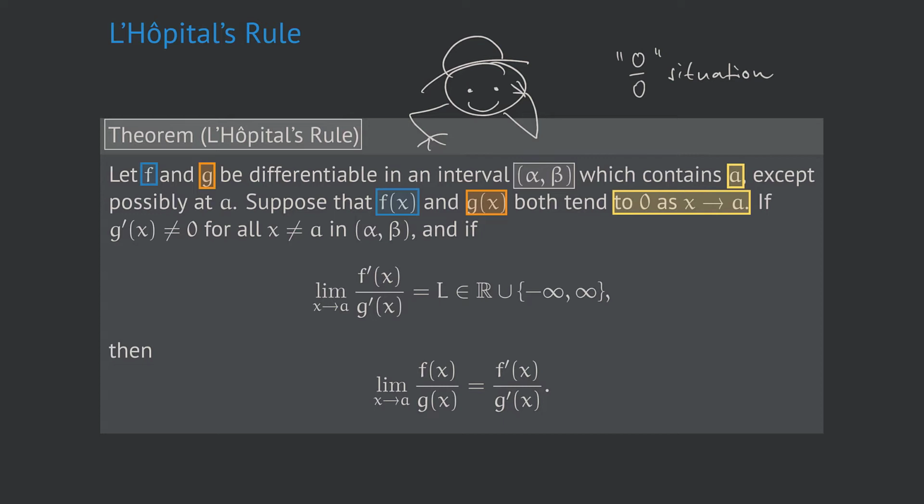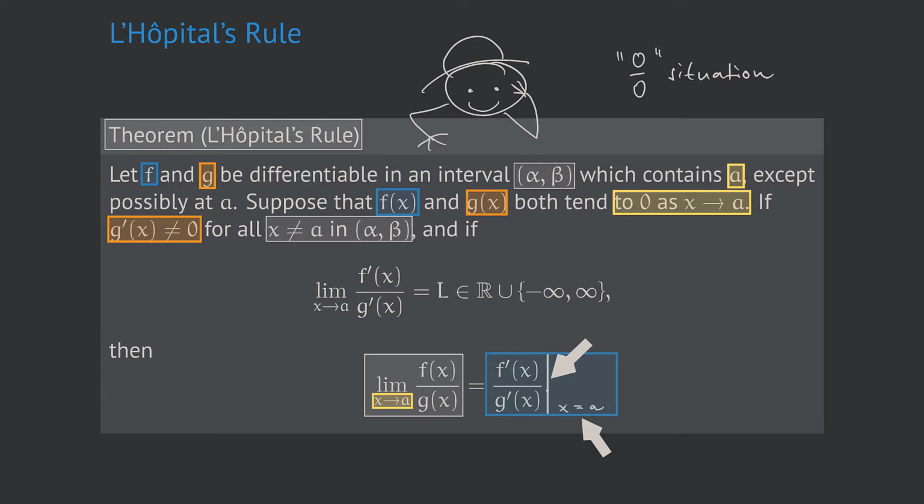Now if the derivative of the denominator, that means of the function g, is unequal to 0 for all x close to a, we can calculate the limit of the function f over g as x tends to a as the quotient of the derivative of f and the derivative of g, evaluated at x equals a. Note that the vertical line, followed by the subscript x equals a, means that we simply plug in a for x. That is nothing else than this.